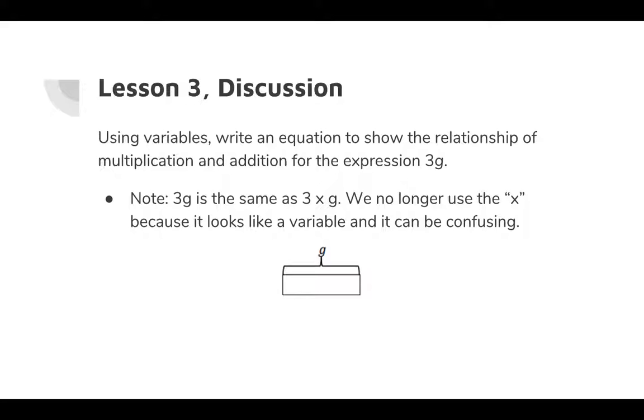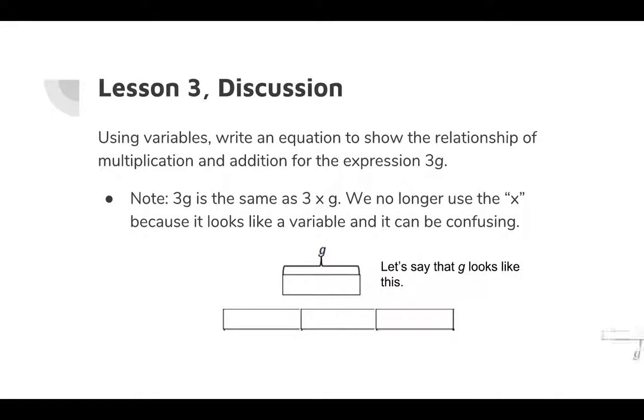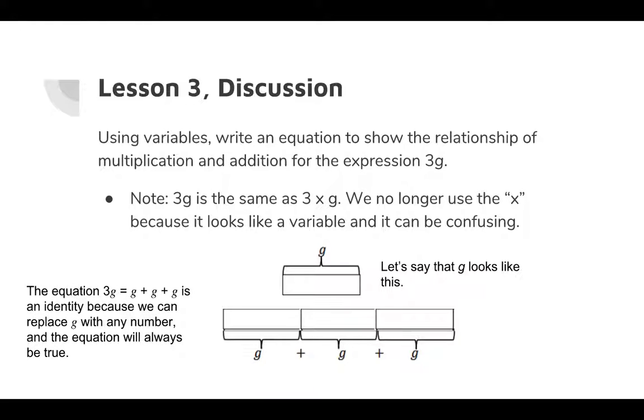So here we have g. Now let's say that g looks like this, and we have 1, 2, 3. That looks like g plus g plus g. So the equation 3 times g is the same as g plus g plus g. This is an identity because we can replace g with any number, and the equation will always be true.